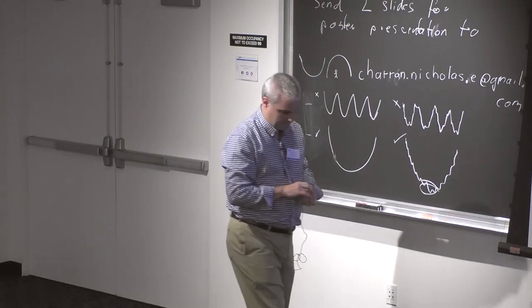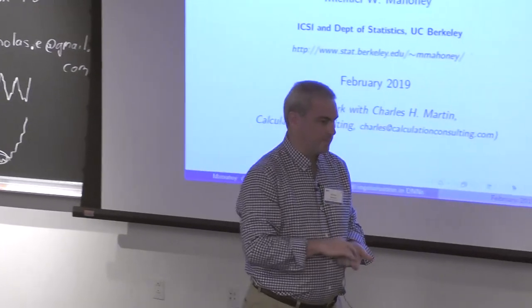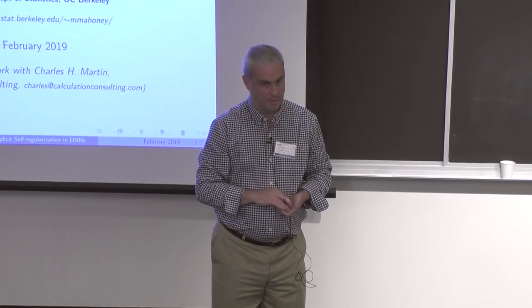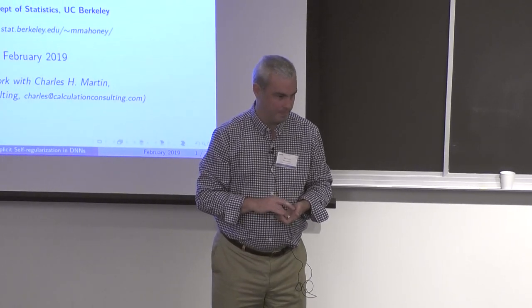Can you distinguish between sampling and optimization? Because in some sense, sampling is optimizing for the stationary distribution of the Markov chain, you know what I mean? What's the difference between sampling and optimization?